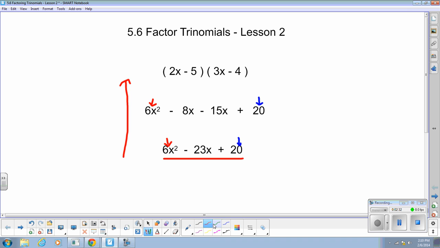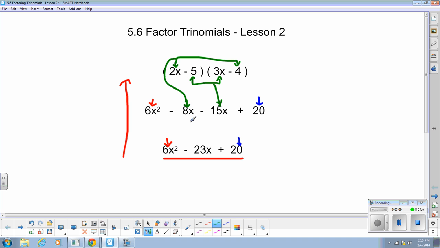Well, to find the middle, where does this negative 8x come from? Negative 8x comes from the 2x times the negative 4. So a first and a last. So that's where that comes from. That's right here. The next question then is, where does the minus 15x come from? It comes from doing the last and the first. So this pair is created here, and this pair goes here.